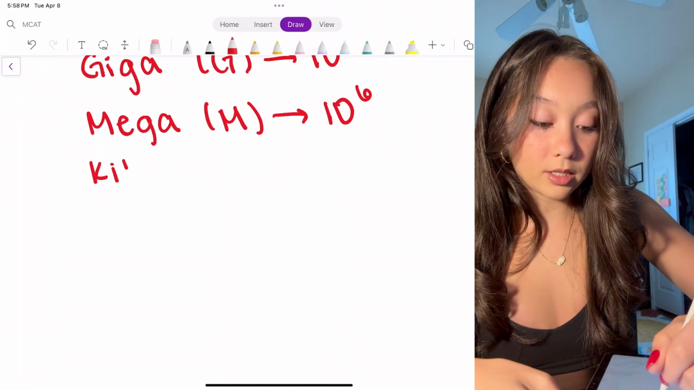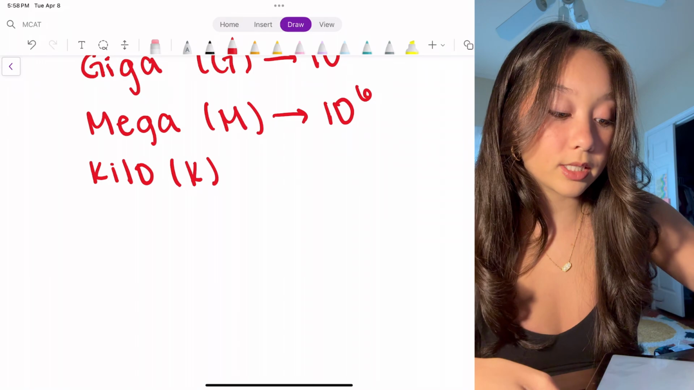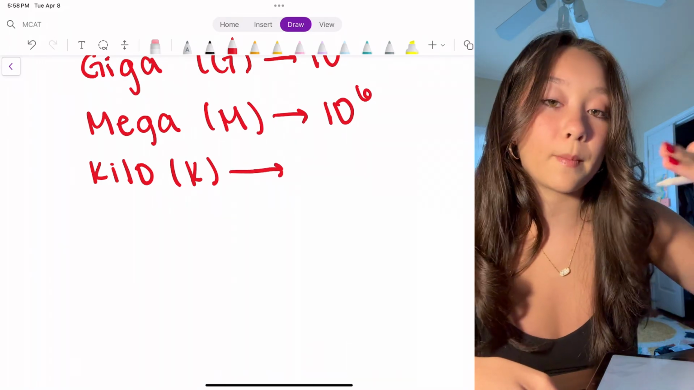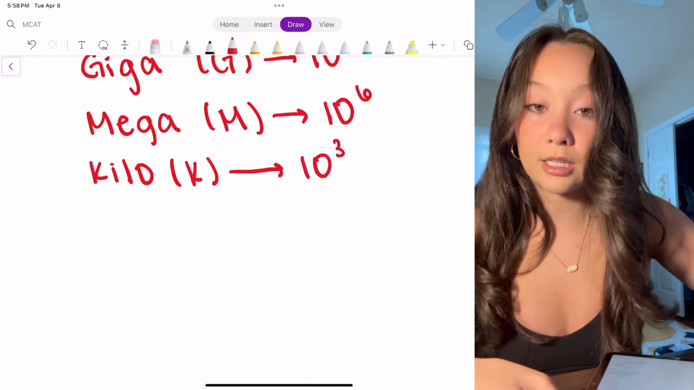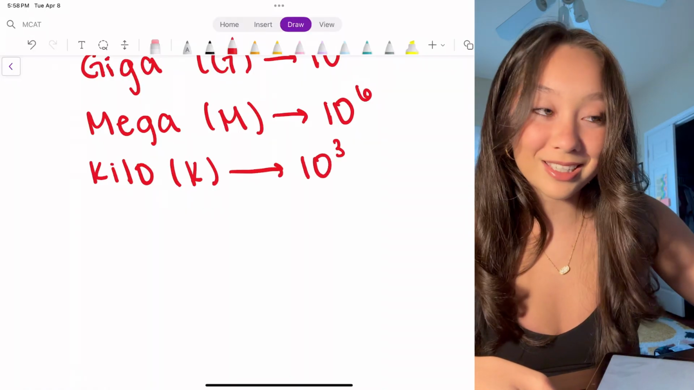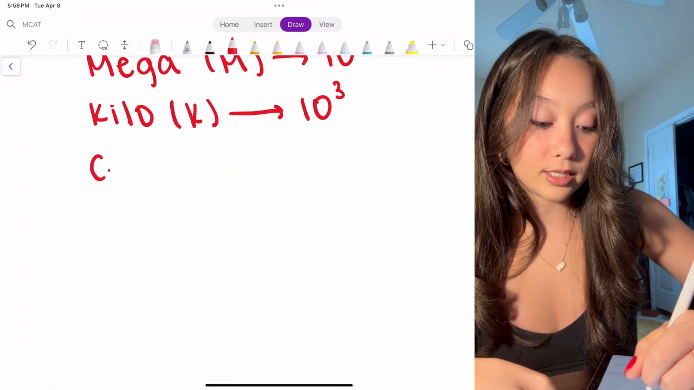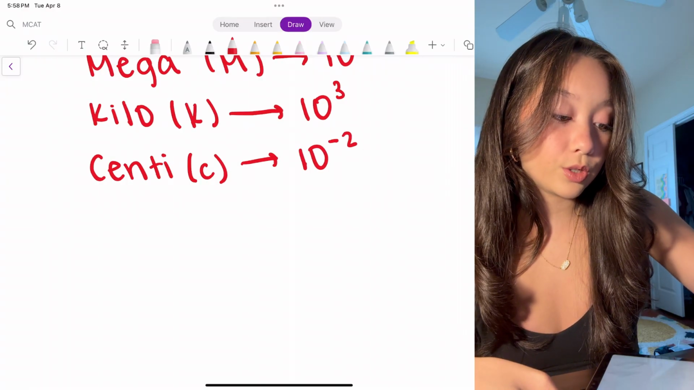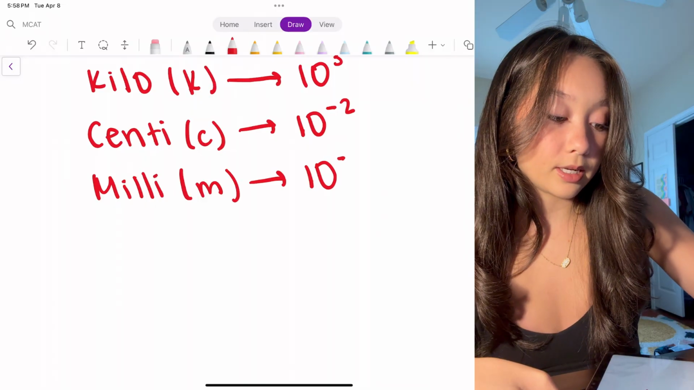Now we get to kilo, and this one is more commonly used than some of these other big ones. For chemistry, we tend to use the smaller ones more when we get down to like micro and pico, but for physics we use a lot of these kilos, as you might know, kilograms, stuff like that. Now going below 10, we're going to get to centi, which is just a lowercase c. This is 10 to the negative 2, centimeters. Milli, lowercase m, 10 to the negative 3.